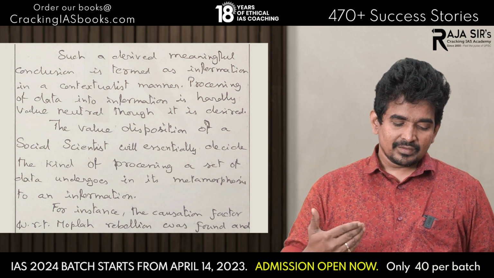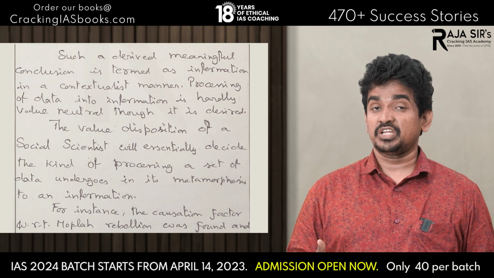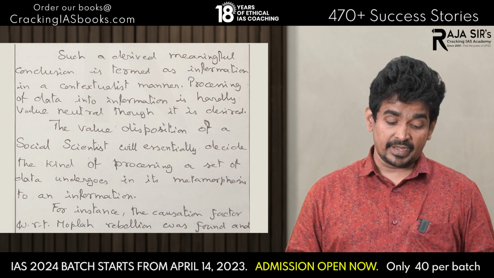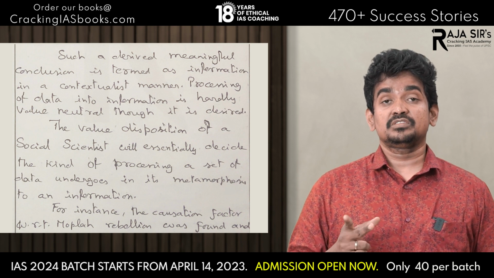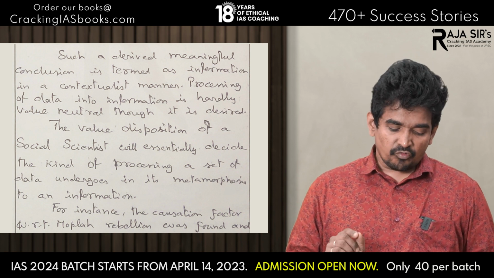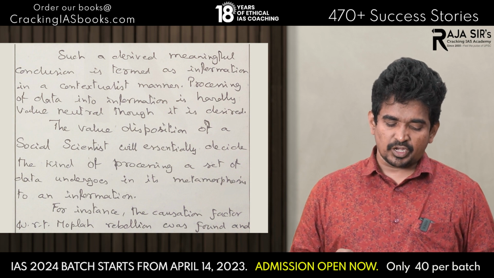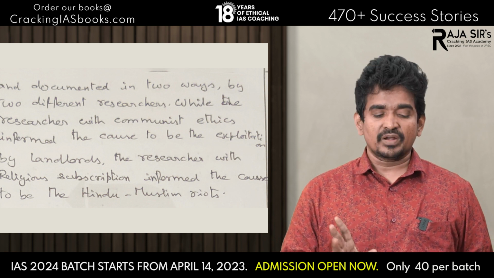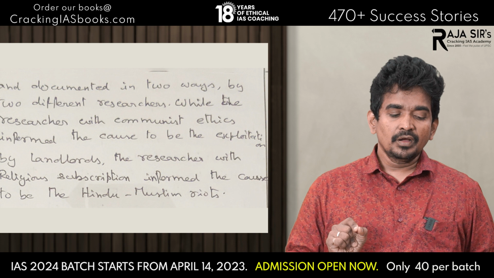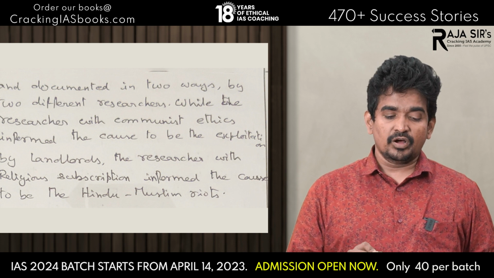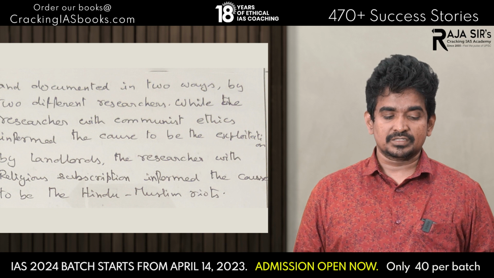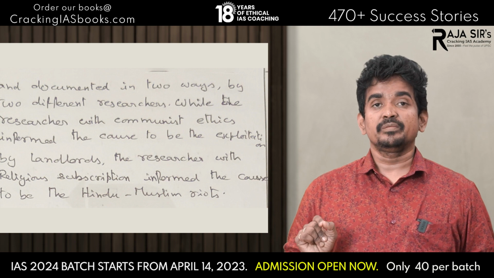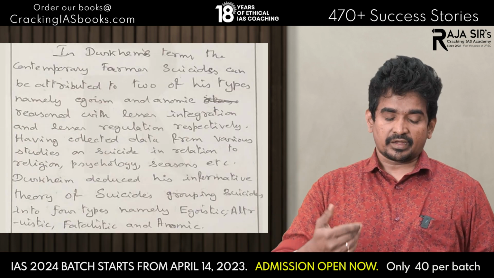Fine. Now, the next paragraph. The value disposition of a social scientist will essentially decide the kind of processing a set of data undergoes in its metamorphosis into an information. Full stop. For instance, the causation factor with respect to Mopla rebellion was found and documented in 2 ways by 2 different researchers. While the researcher with the communist ethics informed the cause to be exploitation by landlords, the researcher with religious subscription informed the cause to be Hindu-Muslim riots. Full stop, right? Then the next paragraph.